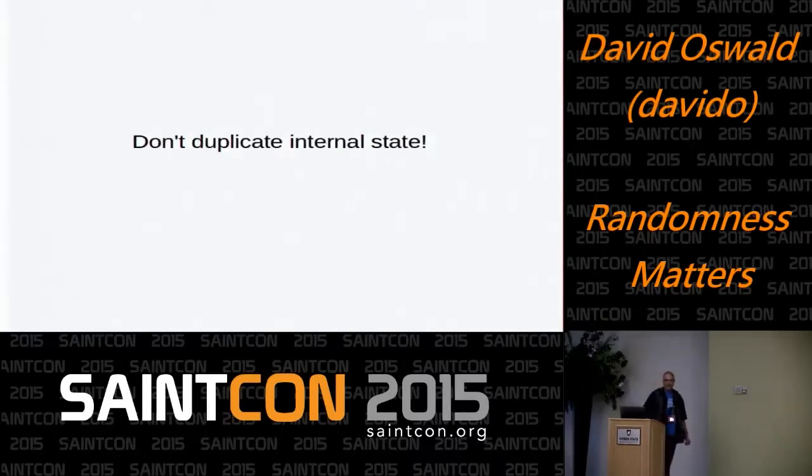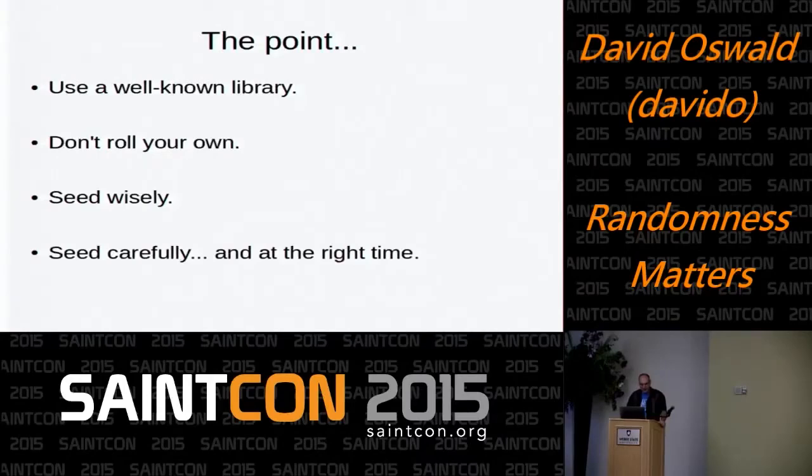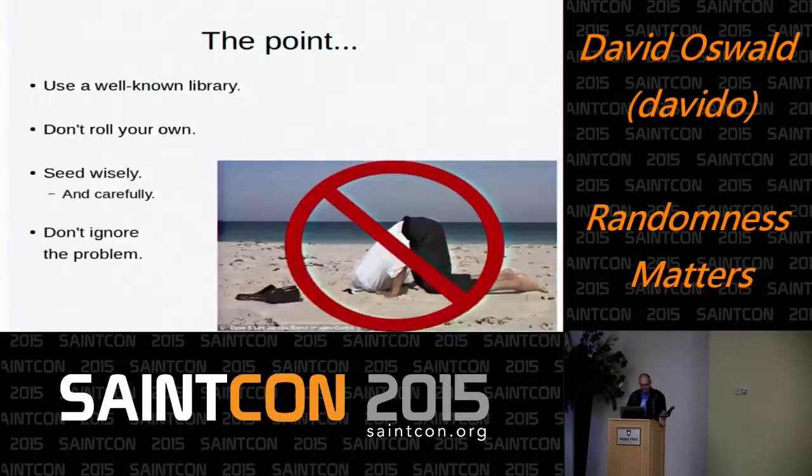Don't ever duplicate internal state, and that's what forking will do. If you seed first and then fork, you'll be duplicating the internal state of your cryptographically secure random number generator. And then two people could potentially get the same temporary password. However you're using your randomness, you're going to be sharing the same stream. Don't do it. So the point: use a well-known library. Don't roll your own. Seed wisely and carefully at the right time. And don't ignore the problem. Never just think, oh, it's okay, I'm just going to use rand for this.